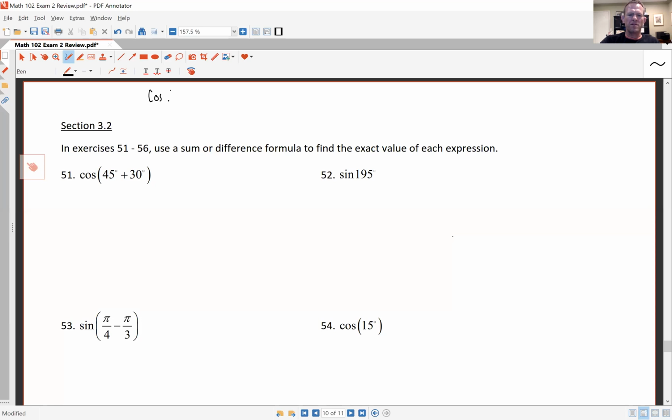The formula for the cosine is: the cosines repeat, but the sine alternates, and the sines repeat. The formula for the sine is: the sine and the cosine alternate, and the sine repeats, the minus.